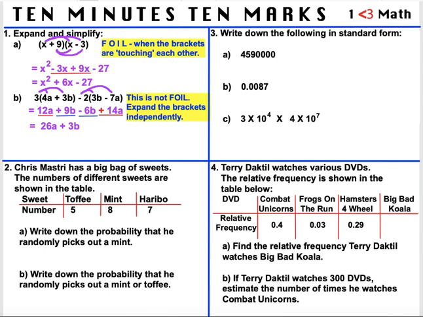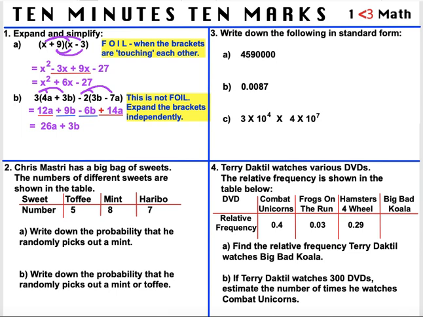Question 2 says, Chris Mastery has a big bag of sweets. The numbers of different sweets are shown in the table. So we've got 3 types of sweets. We've got toffee, we've got mint, we've got Haribo, and we've got the number of sweets, 5, 8, and 7, respectively. So part A, everyone likes a good part A.